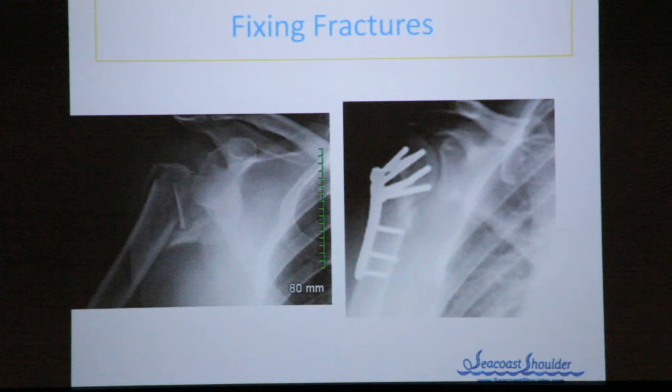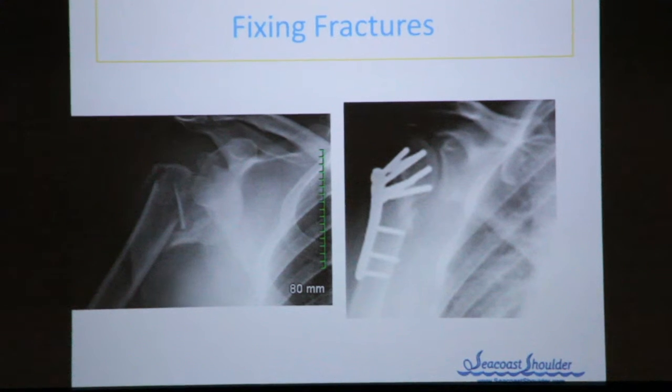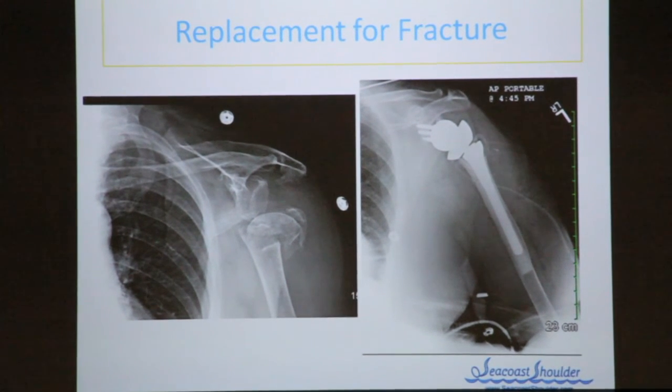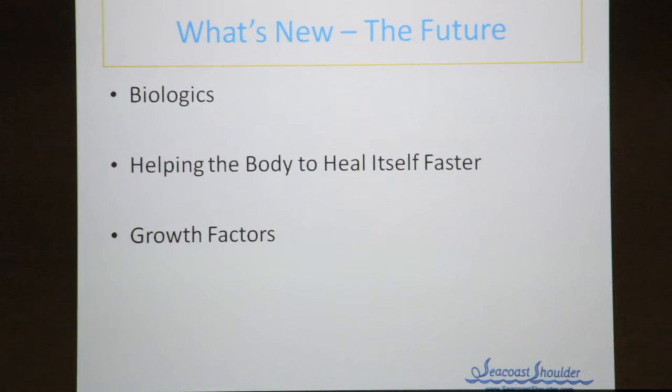So on the left, you can appreciate the fracture, and on the right, the fracture's been put back together with plate and screws. Sometimes the fractures are so bad or the patient's bone quality is so poor that plates and screws won't hold. And in that situation, knowing that the rotator cuff attaches to the top of the arm, knowing that this person's rotator cuff is probably not in good shape, doing a reverse shoulder replacement is the best thing to do.